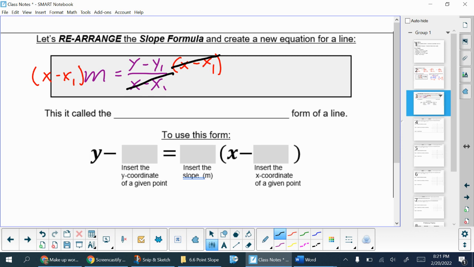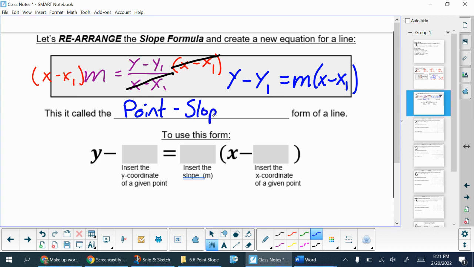And then on this side, I'm just going to leave that alone. And then I'm going to go ahead and flip it around a little bit here. So my final equation that I end up with here is y minus y1 equals m times x minus x1. And that is called the point-slope form of a line. I wrote the word form twice. Point-slope form of a line. And you'll kind of see here why we call it that. It's a really nice form that we can use.